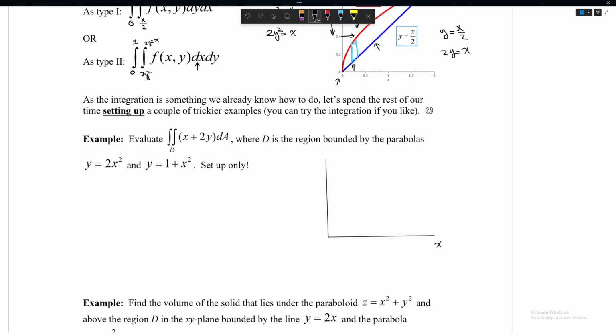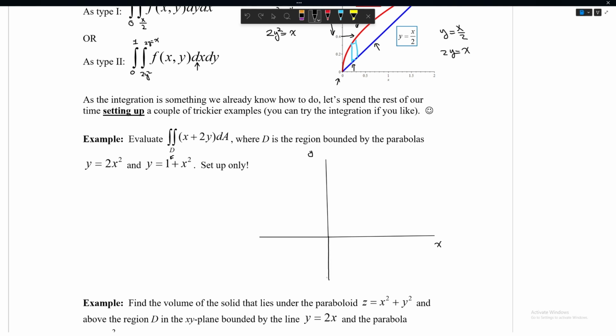Nice. So this is my X, and that's my Y. Okay? So it's saying D is a region bounded by the parabolas 2x squared and 1 plus x squared. Because of this one, I know one parabola starts higher than the other.